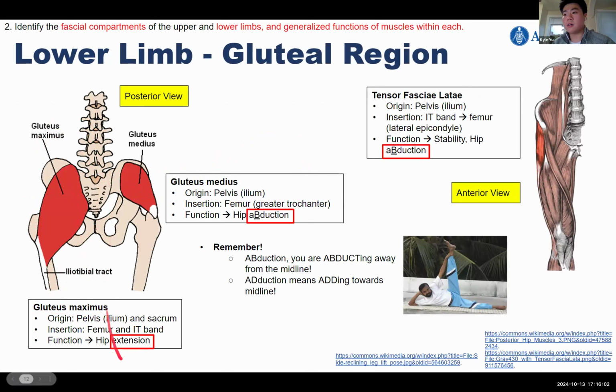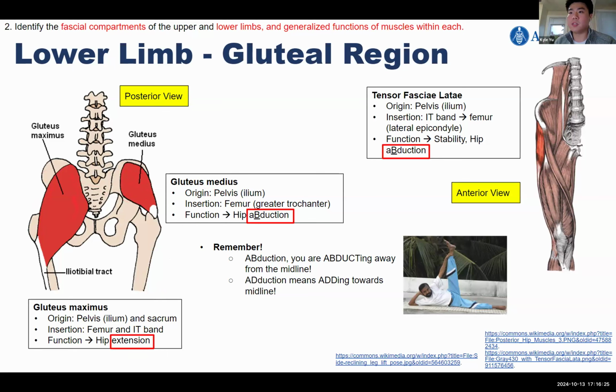It comes from the pelvis and the sacrum, and then it attaches at the femur and then the iliotibial band, which is this long tendinous portion here. And then the primary function here is going to be hip extension, which is kind of kicking your leg all the way back. The gluteus medius muscle is actually just underneath the gluteus maximus muscle.